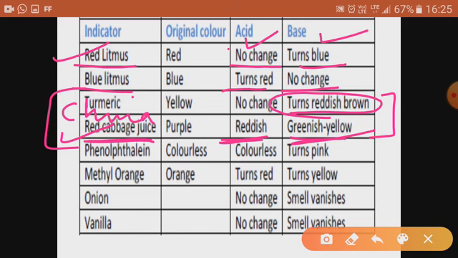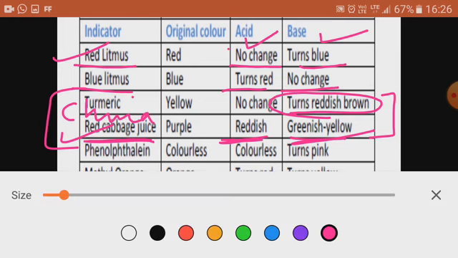And for China rose extract and red cabbage juice extract, both give the same result. That is, it becomes reddish, or dark pink, or magenta in case of an acidic solution, and it turns green in case of a base solution.